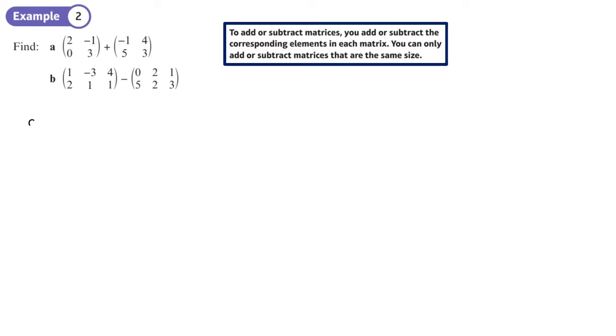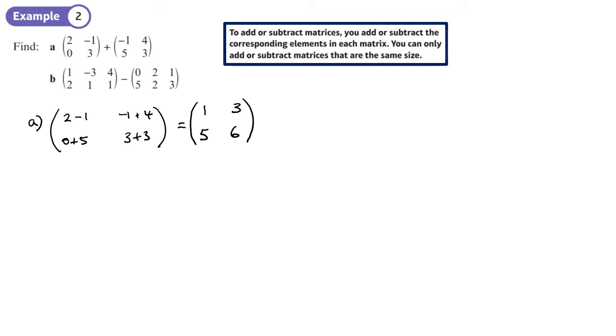So in part A, I'll write it out in full. The first element is going to be 2 plus minus 1. The second element is going to be negative 1 plus 4. The third element is going to be 0 plus 5. And the last element is going to be 3 plus 3. So we'll work those out. So we'll get 1, 3, 5, and 6. So that would be your final answer.